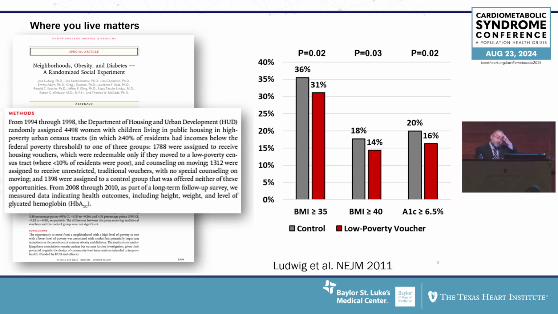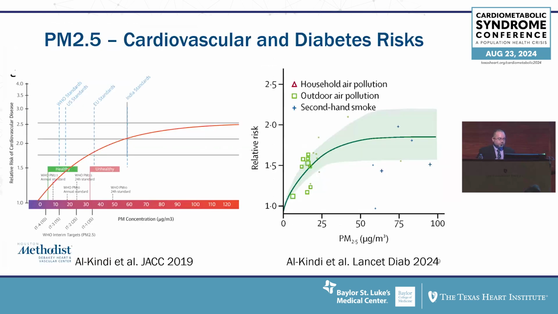So you see that we have randomized evidence to suggest that if people move from one neighborhood to another, and they adapt to the neighborhood that they move into, they can actually improve their health outcomes.